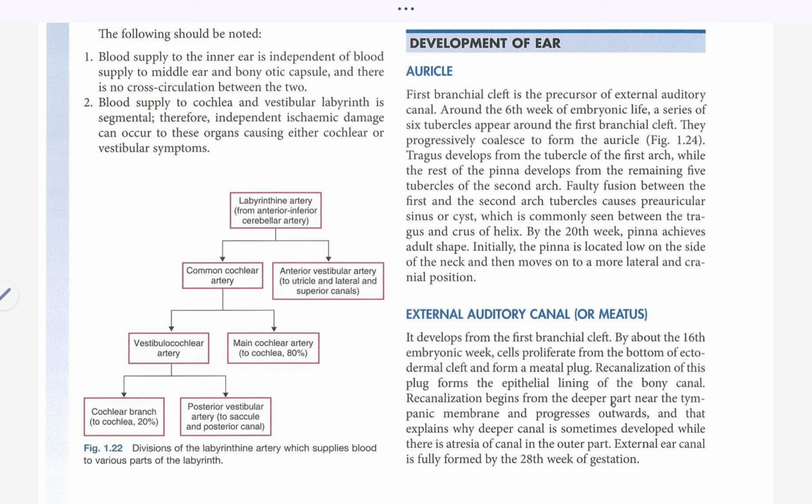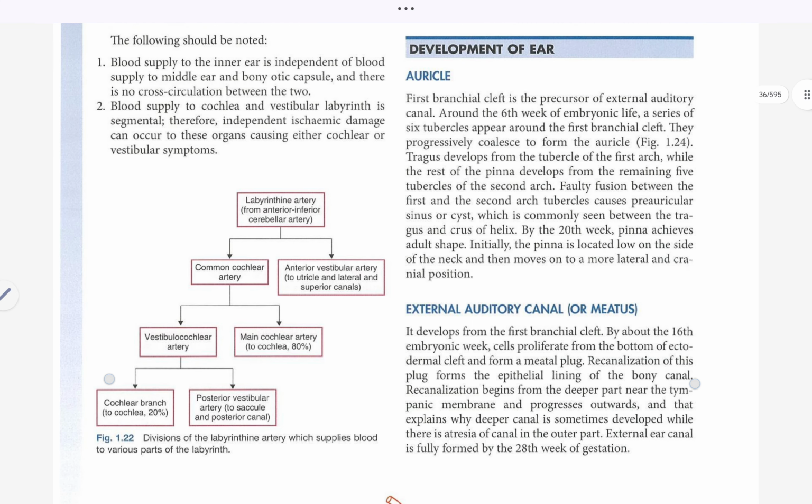Recanalization begins from the deeper part near the tympanic membrane and progresses outwards, and that explains why the deeper canal is sometimes developed while there is atresia of the canal in the outer part. External ear canal is fully formed by the 20th week of gestation.